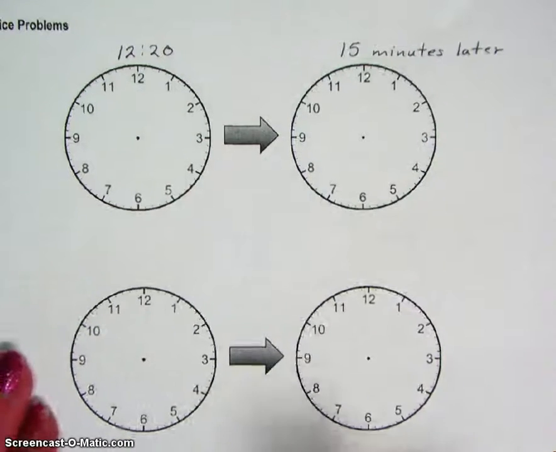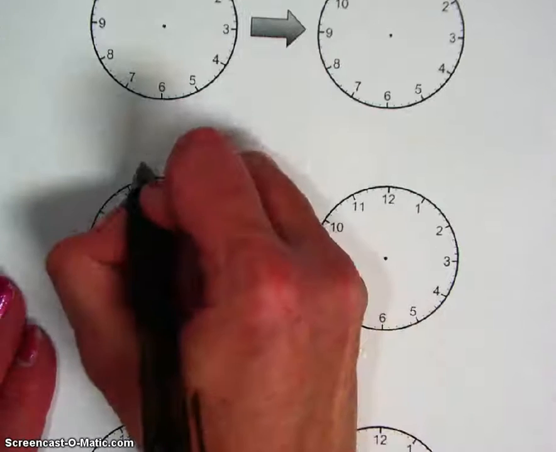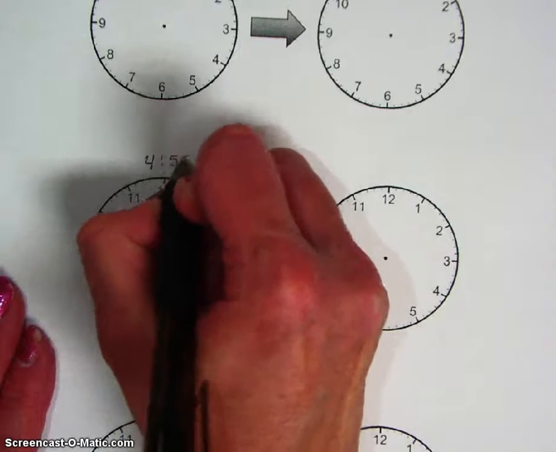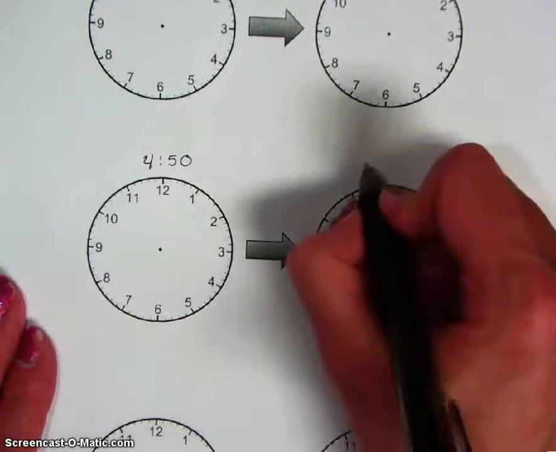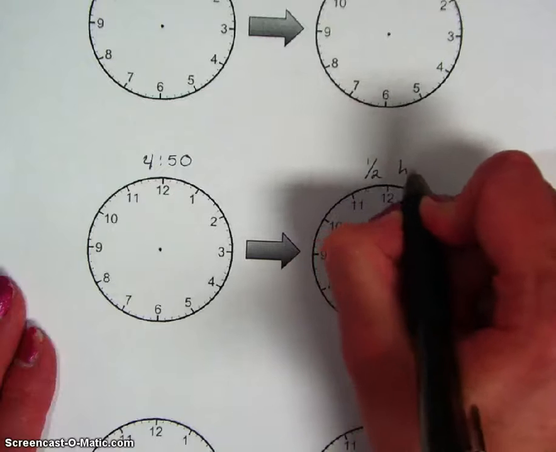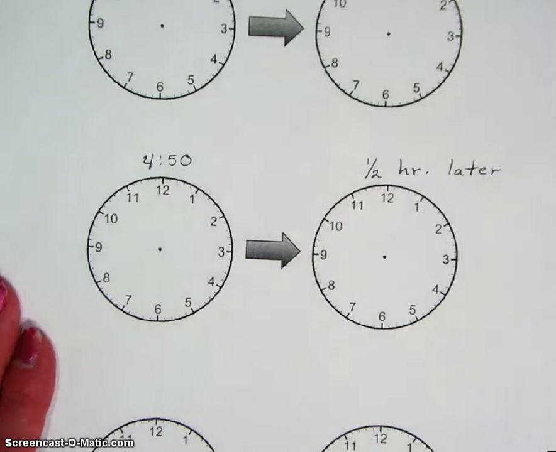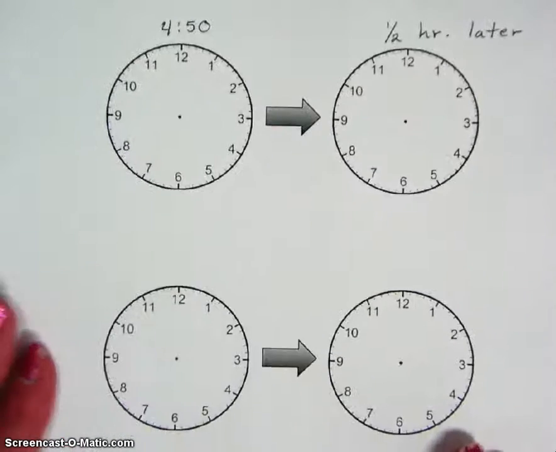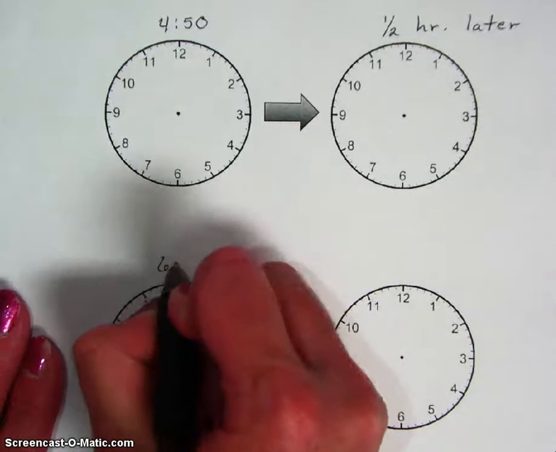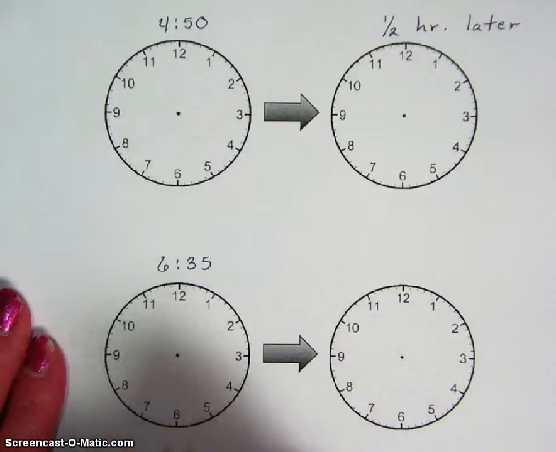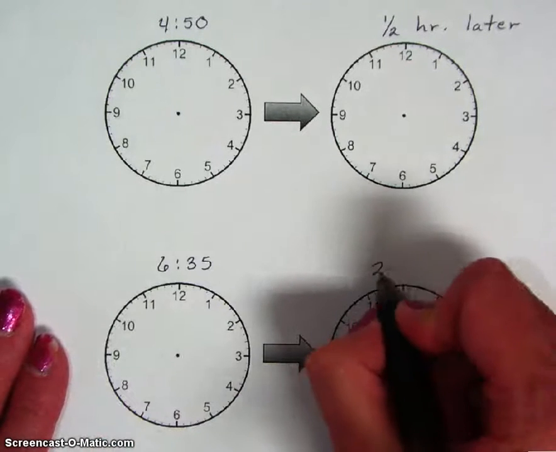For your second clock, you're going to be at 4:50, and you're going to move to 1/2 hour later. So just a half hour later. And then for your third set, start at 6:35, and you're going to move 20 minutes later.